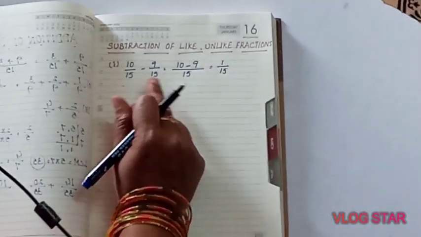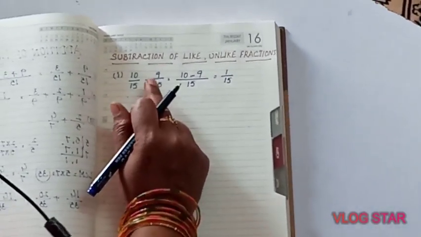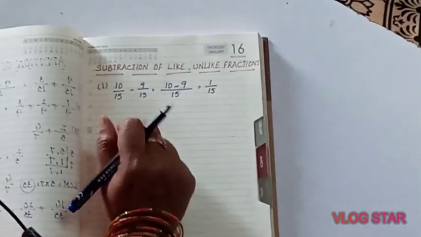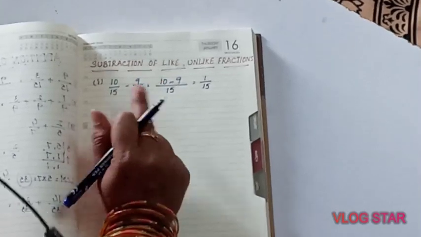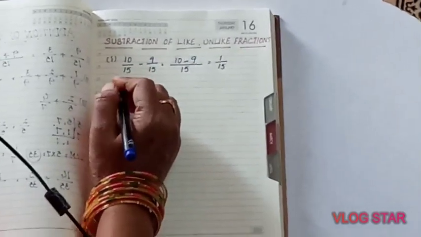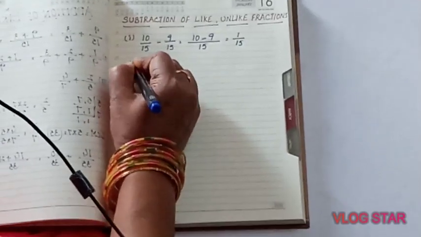So whenever you are doing addition or subtraction, be very careful that whatever you are adding or subtracting must be done only to the numerators, not to the denominators. Never try to add or subtract the denominators.